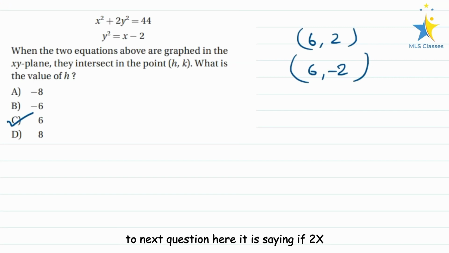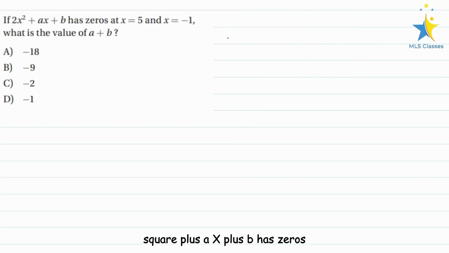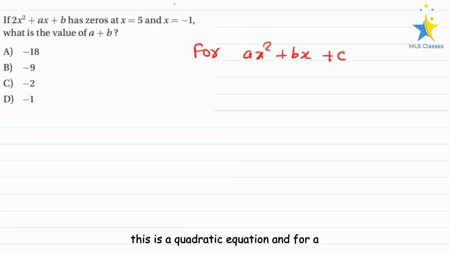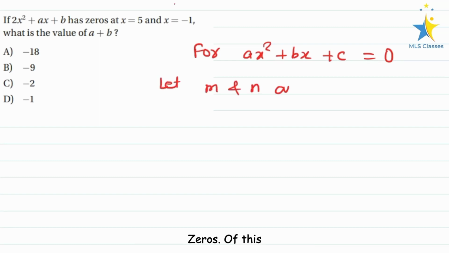Here it's saying if 2x square plus ax plus b has zeros at x equal to 5 and x equal to negative 1, then what is the value of a plus b? So what we will be doing here to solve these type of questions, there is one trick we need to use. You have to remember that for ax square plus bx plus c equal to 0, this is a quadratic equation, and for a quadratic equation, suppose let m and n are zeros of this equation.